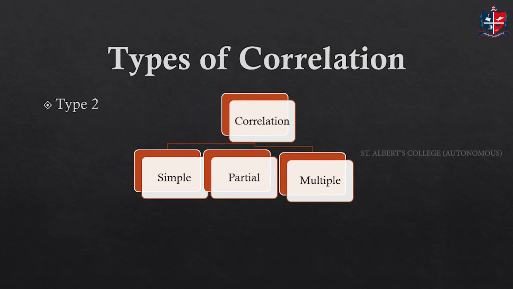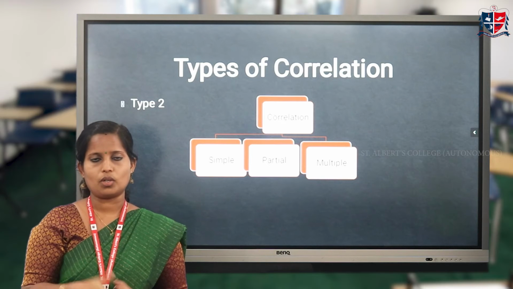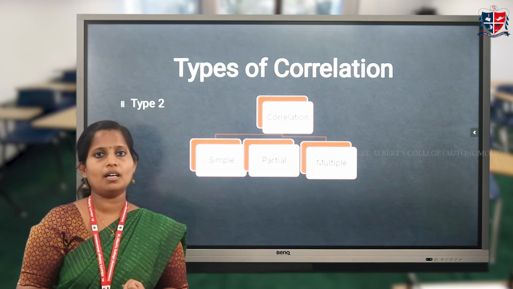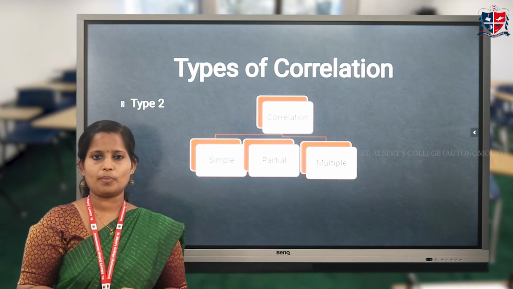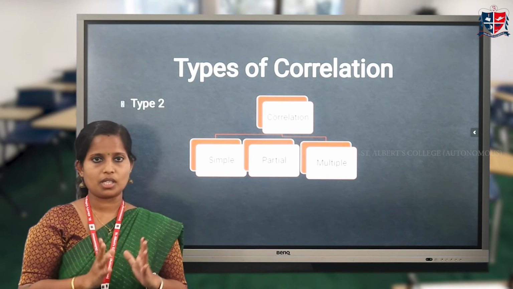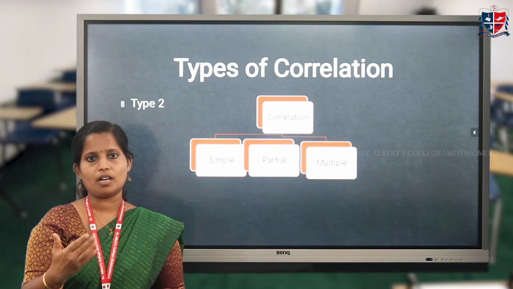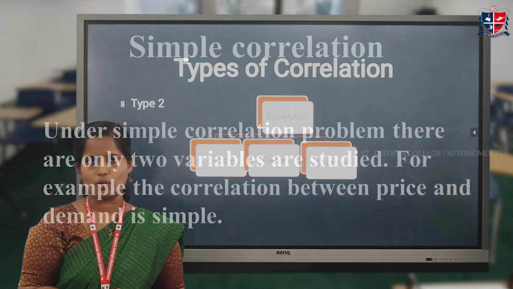The next type of correlation is simple, partial and multiple correlation. We know that correlation is a tool working between at least two variables. There should be at least two variables for the correlation tool to work. But there are some situations where there are more than two variables. So if there are only two variables, we use simple correlation. If there are more than two variables, that is, a minimum of three variables, we have to move on to multiple or partial correlation.